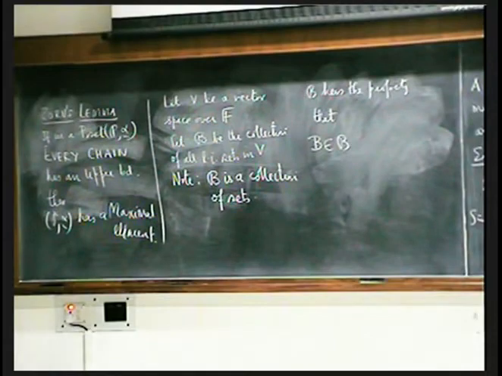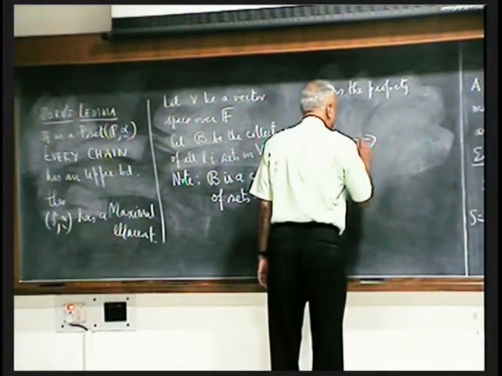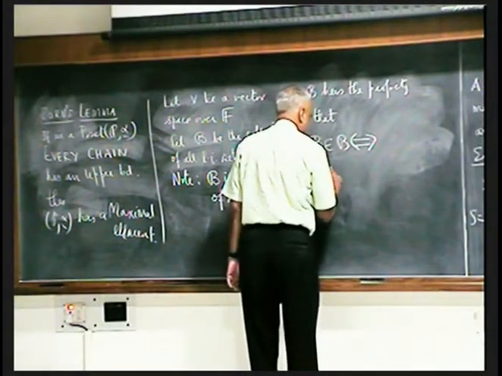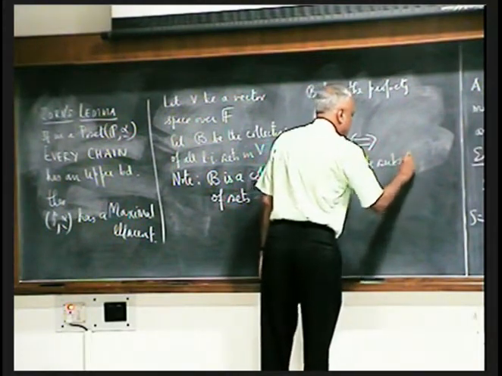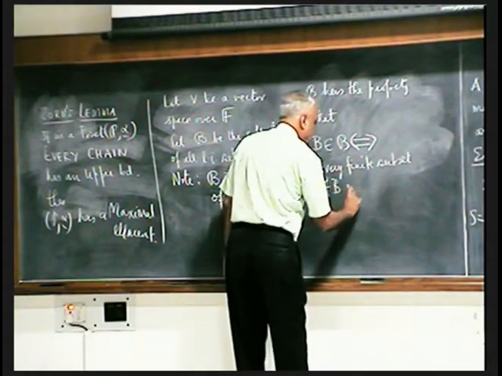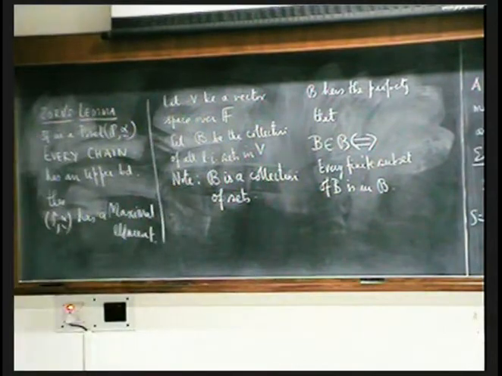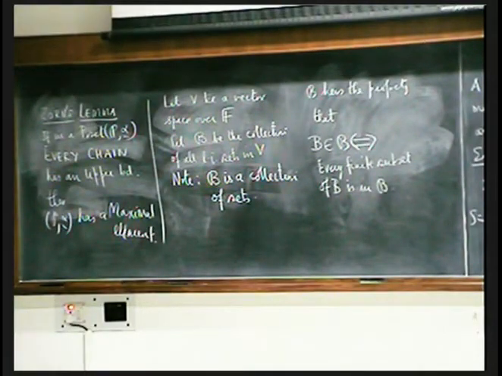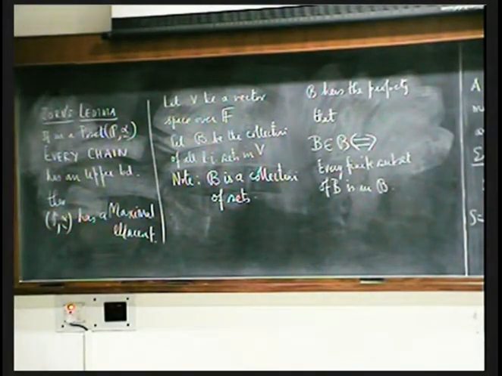A particular set B will belong to that collection if and only if every finite subset of B is also in that collection. Every finite subset is in it. Am I making sense? Okay. So you take B as the collection of all linearly independent sets. From that collection you pick one member, which is a set. Take any finite subset of it, and it is also in that collection.